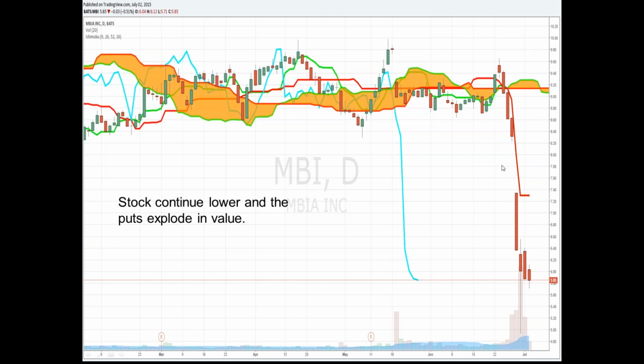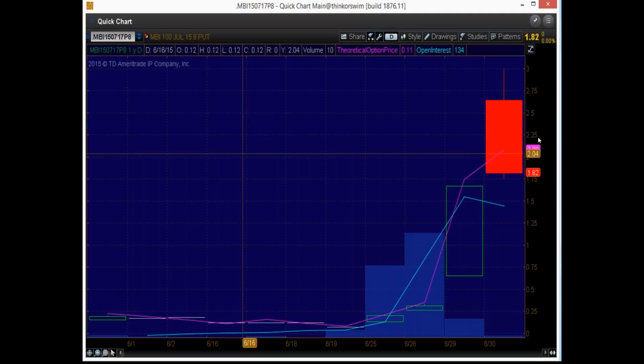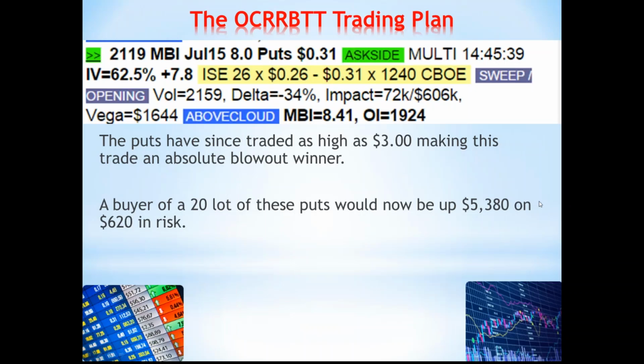And since then have traded as high as $3. So these went to about 10 times their value as the stock continued lower. A trader who bought a 20 lot of these puts would have made $5,380 on $620 worth of risk if they would have held to the highs.